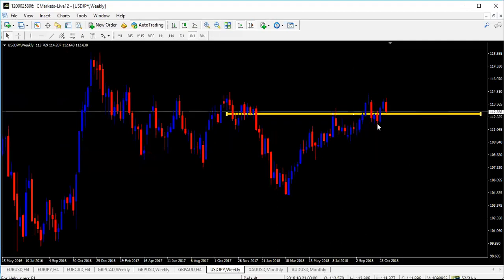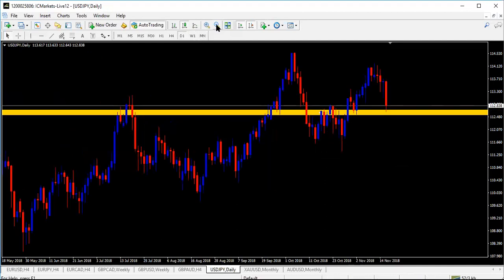See what's happening on the weekly? Break past our level, pull back and test it on support here. This was the last swing high and then it had a pullback here. It finds support here now. Right? Weekly. Let's go down to the daily and watch how the daily is looking.